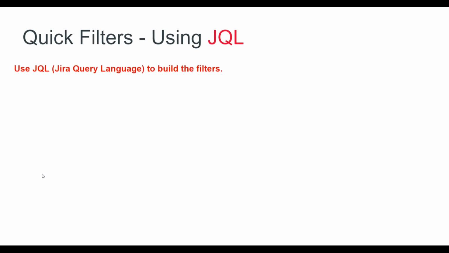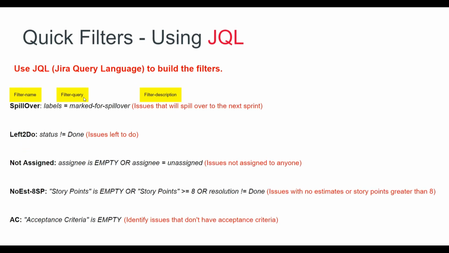And some of the things you use in Jira Query Language is like this. You have the filter name, you specify the filter query, and then the description. So for example, all those issues which are left to do, you say where the status is not equal to done. So you can always find the actual different parameters of JQL on a website under Atlassian, but spend some time in terms of understanding how do you specify a particular JQL command.